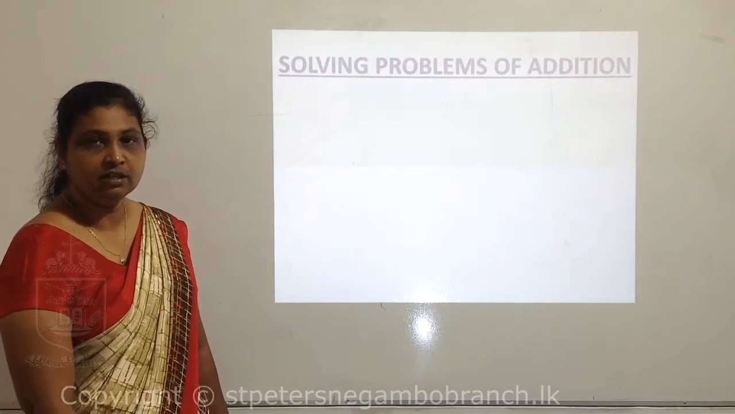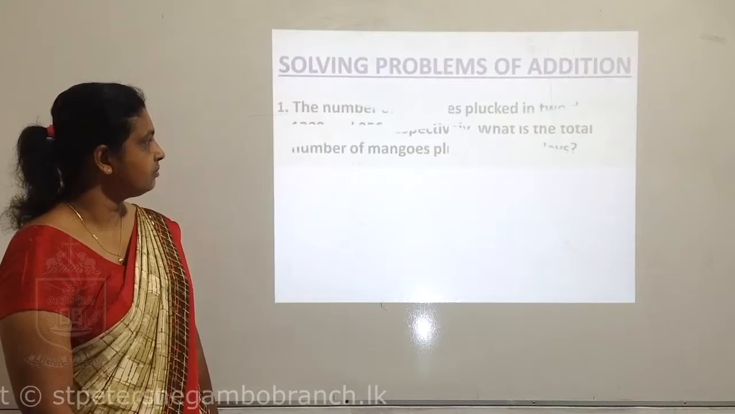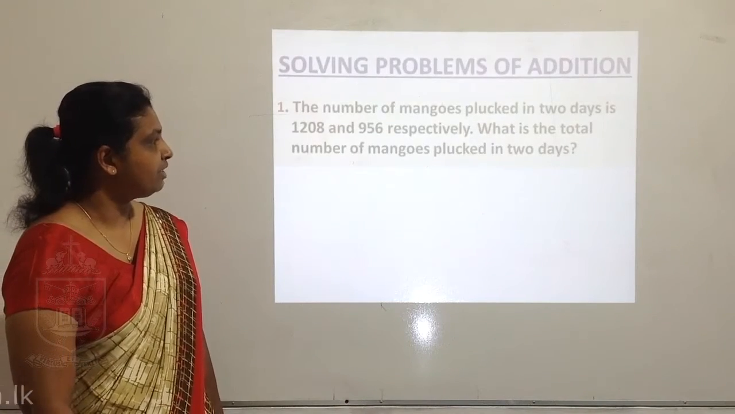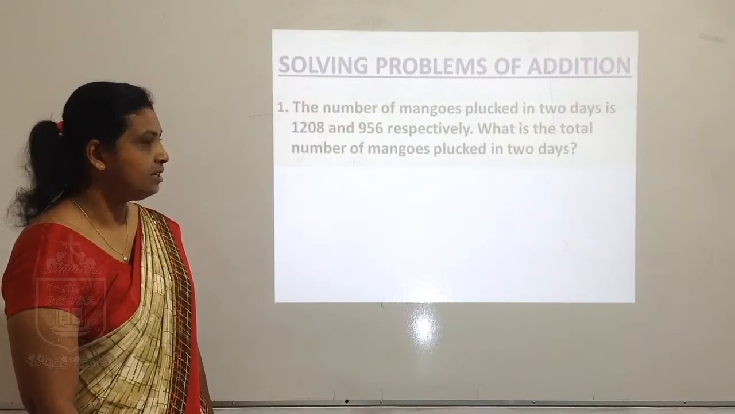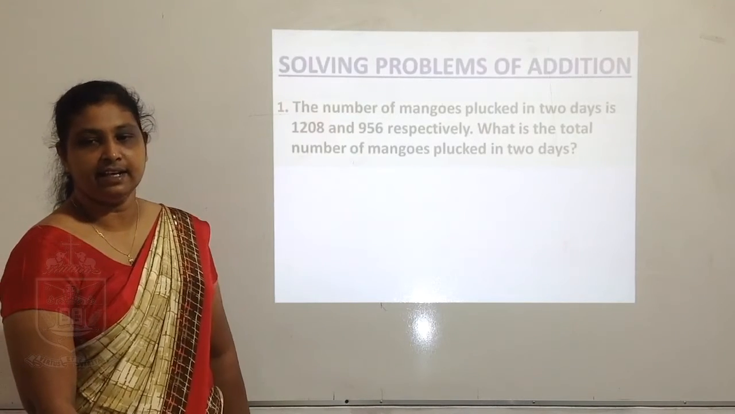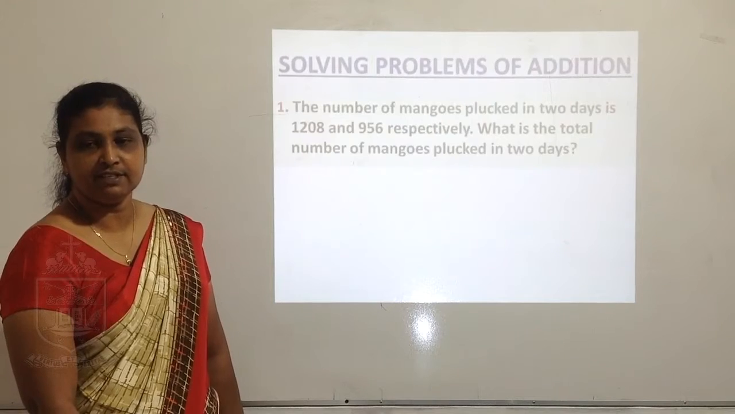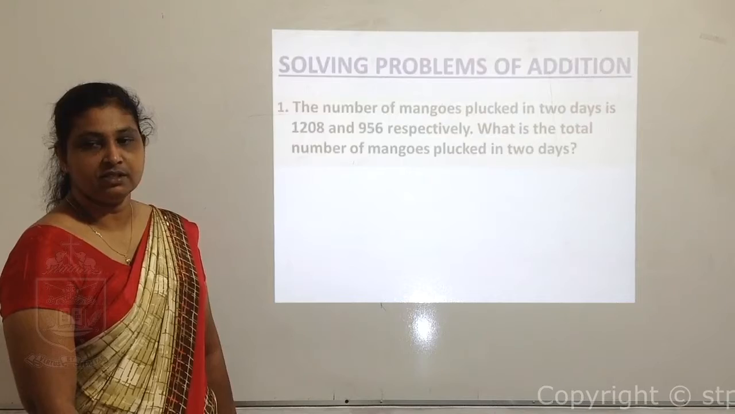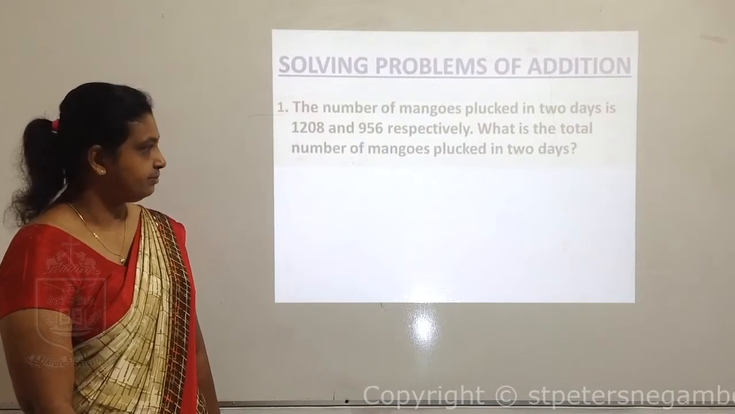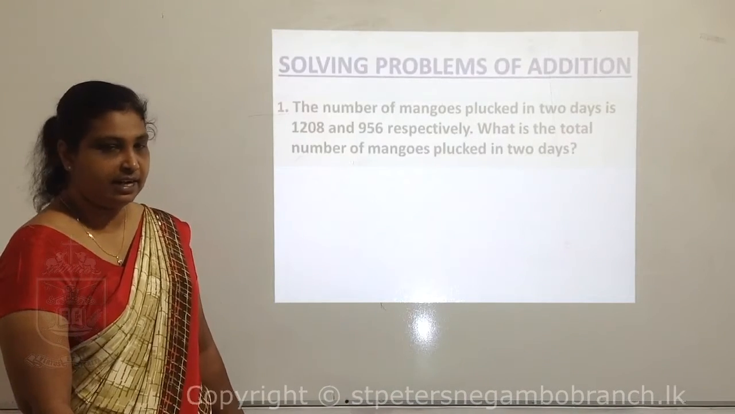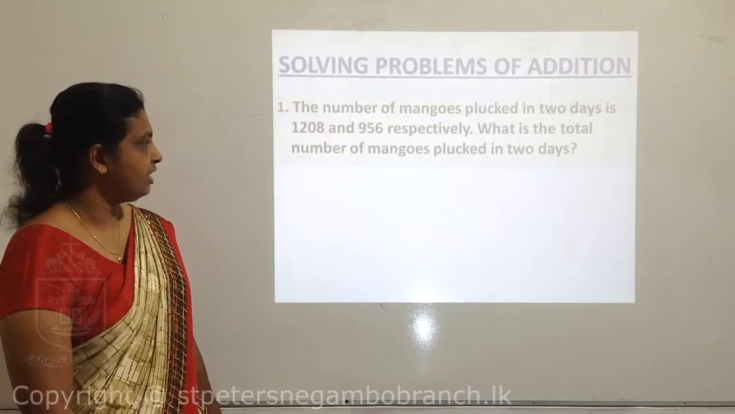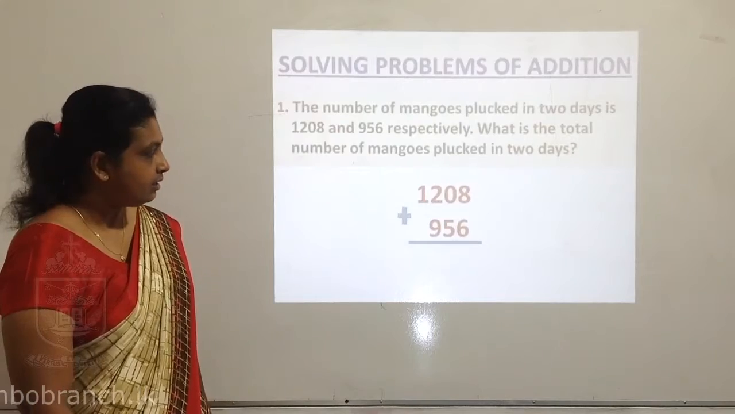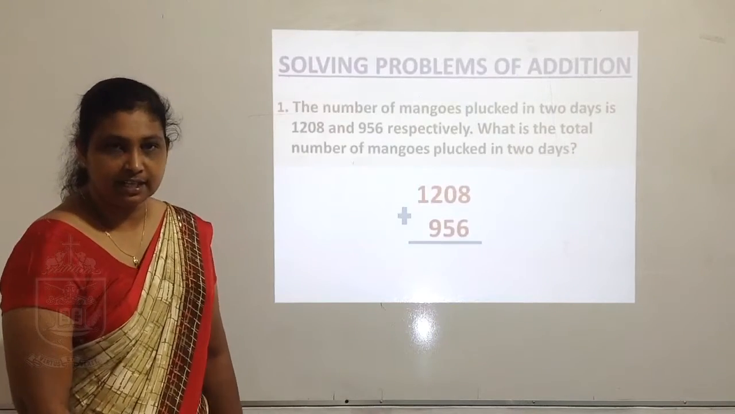These are statement questions. Okay, the first one: the number of mangoes plucked in 2 days is 1208 and 956 respectively. What is the total number of mangoes plucked in 2 days? So this is an addition question. So we have to add these two numbers to get the answer. Here children, no need to write the statements.